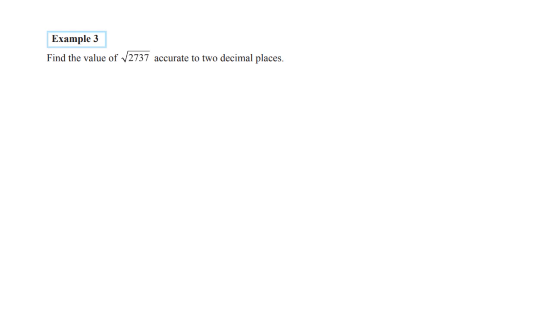Example 3. Find the value of square root of 2737 accurate to 2 decimal places. They have asked to find the square root to 2 decimal places. So we have to find the answer to 3 decimal places, and next we have to round up the answer to 2 decimal places.